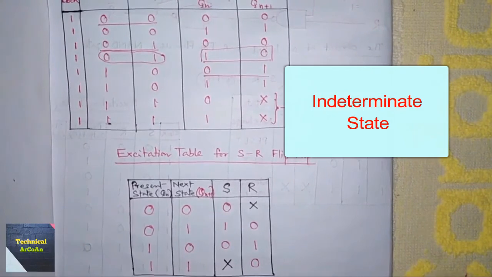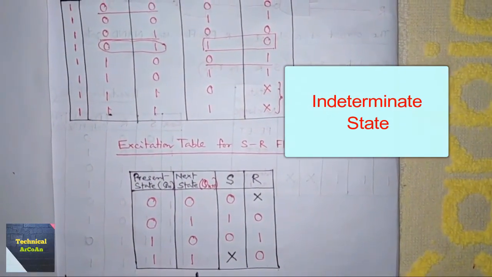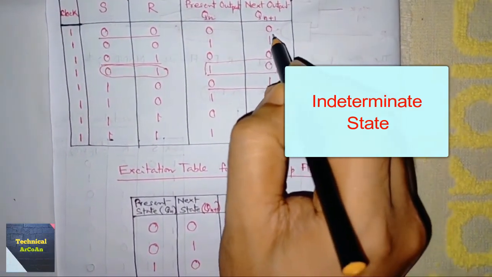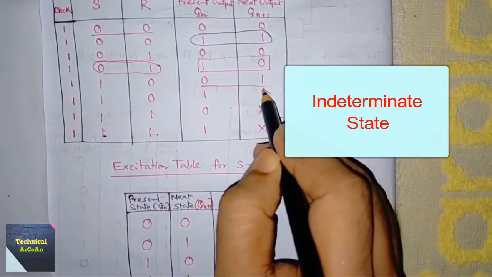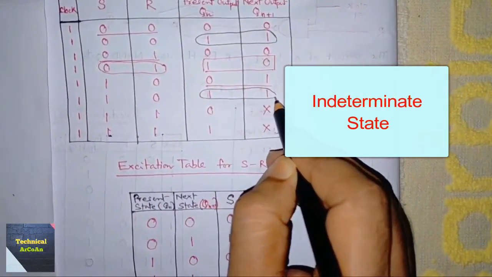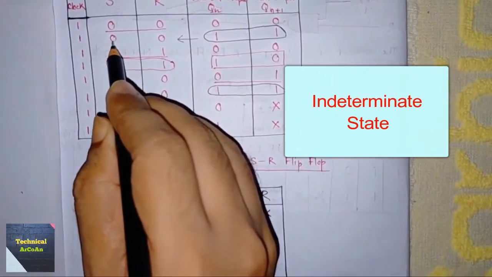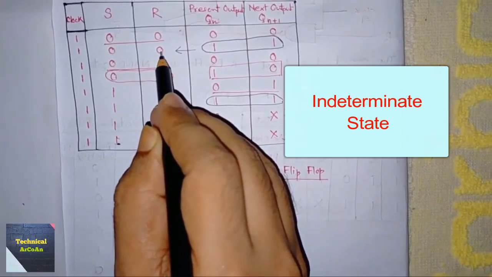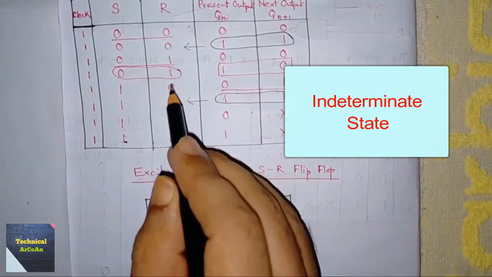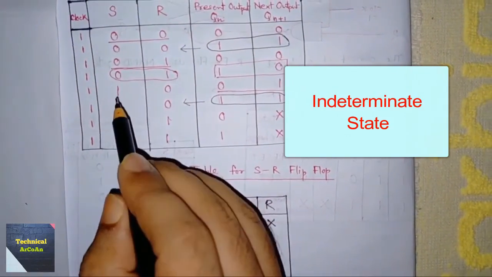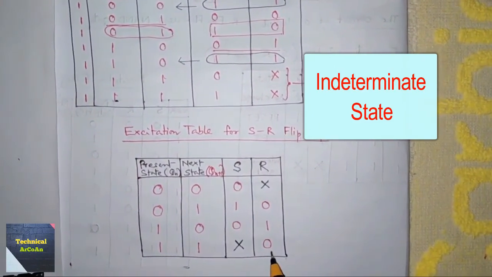Now go for the last combination, where the present state is 1 and the next state is 1 also. This combination is there, and also this particular combination is there, present state 1 and next state 1. In that case the SR value is 0 0 respectively, and in the other case the SR value is 1 0 respectively. That means the R value is the same but the S value is changed. So S will be don't care and the R value will be 0.